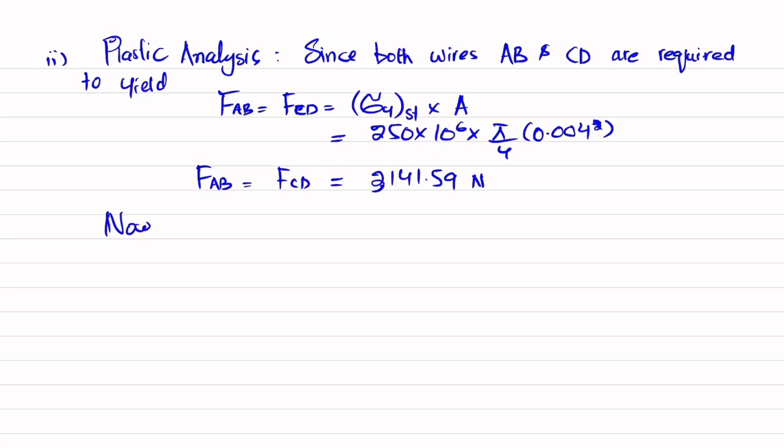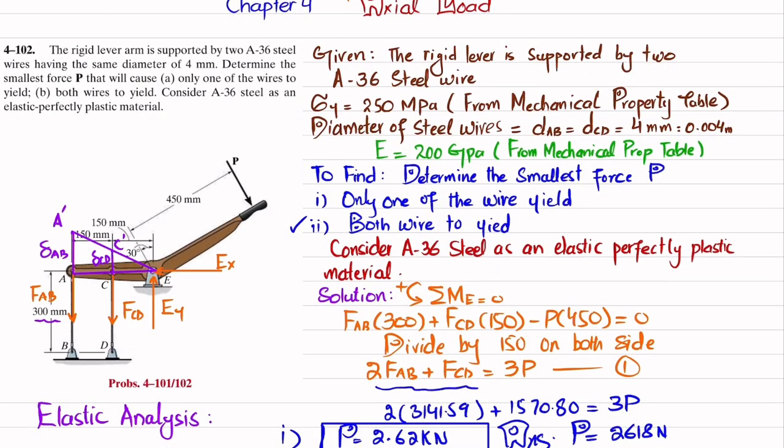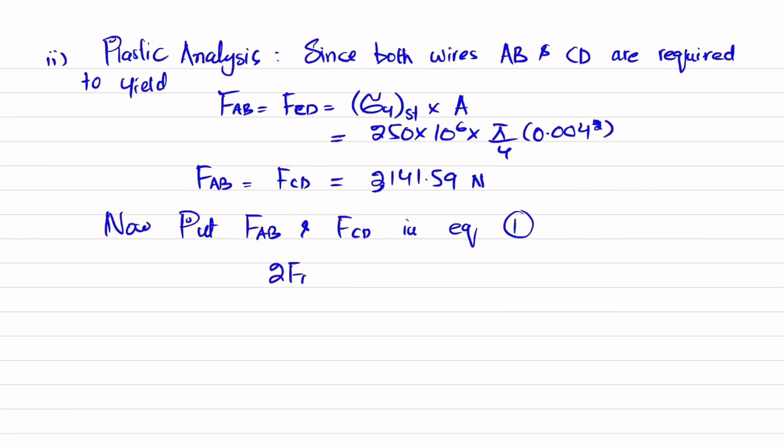Now put FAB and FCD in equation number 1, which is again this equation. 2 times FAB plus FCD is equal to 3 times P. So P will be equal to 2 by 3 times FAB plus 1 by 3 times FCD.